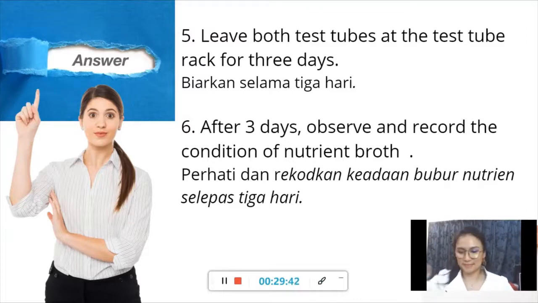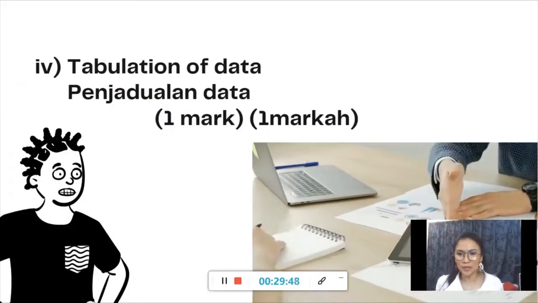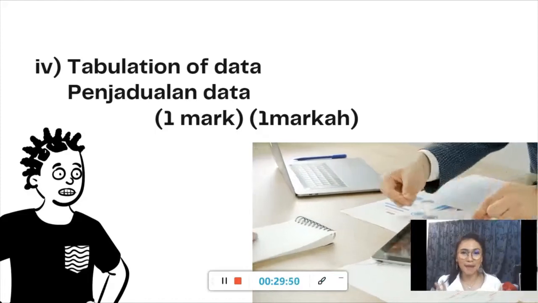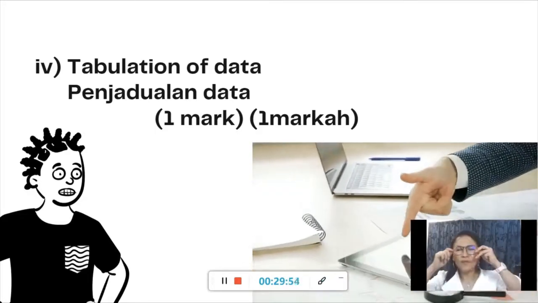Okay, then the last part. Oh, already reached the last part. 10 marks, so easy. Can you see that? In fact, this experimental question 11 is so easy for us to score. We have reached the final part of this question: tabulation of data. Penjadualan data.